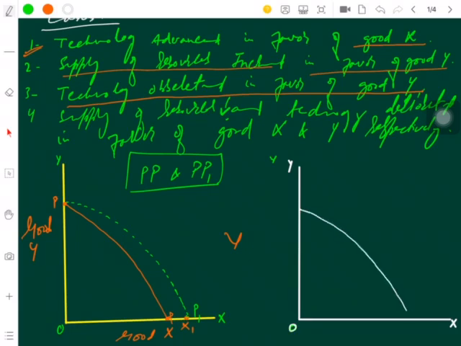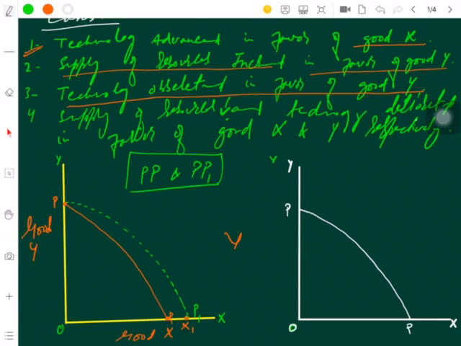This is our production possibility curve. This is the basic diagram. Okay, we require this basic diagram to further work, and whatsoever we will do further, we will show it with the help of a dotted line. So what is happening here? Supply of resources is decreasing and technology is deteriorating in favor of good X and good Y.